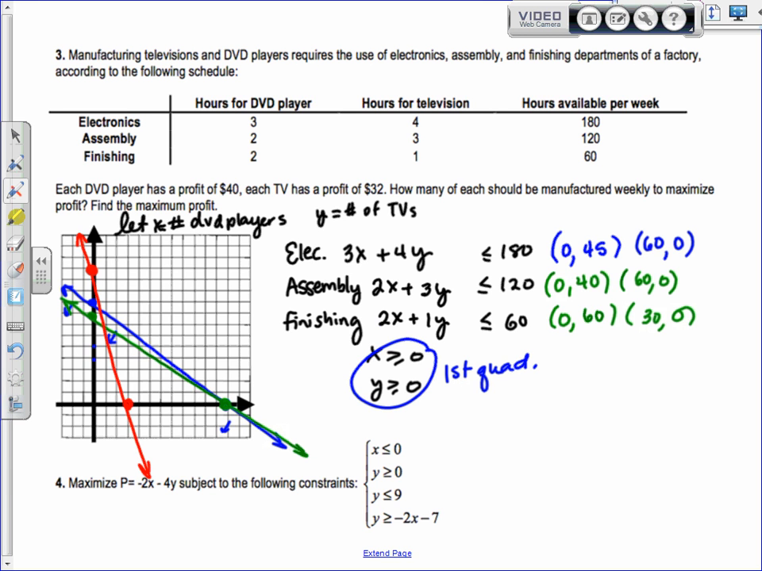And again, that one is shaded towards 0, 0 because we have 0 is less than or equal to 60. Do you guys see the final shape? It's kind of a strange quadrilateral shape. So corner. So it's right there.